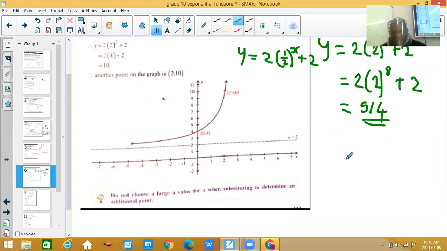Okay, yes, that's okay. Right, let us take any negative number. You are very right. 2 to the power what?